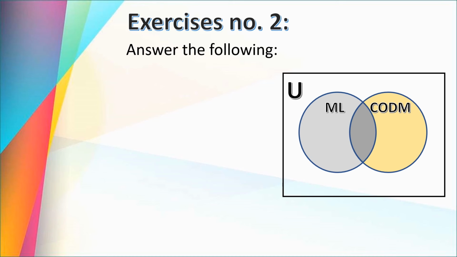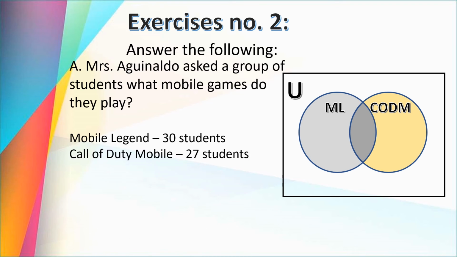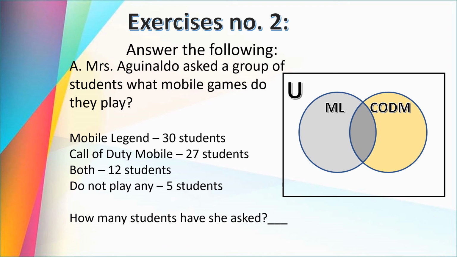Okay, let's continue on our exercises number 2. You're going to answer the following problems. So for our problem number 1, Mrs. Aguinaldo asks a group of students what mobile games do they play. So for Mobile Legend, we have 30 students, Call of Duty 27, both 12 students, and Do Not Play Any 5 students. So for your question, how many students have she asked?